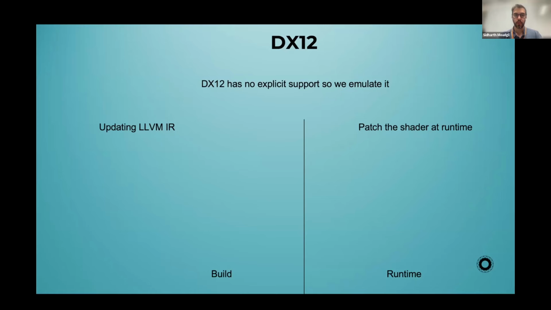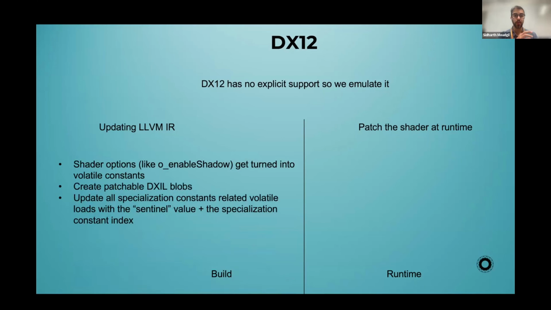And the way we did it is we took your shader. The shader, if people don't know, the way it gets compiled to its final stage, which is DXIL, it goes to an intermediate representation stage. It's called LLVM IR. And in the intermediate representation stage, we essentially took all the shader options, converted them to volatile constants. Then we created patchable DXIL blobs. We replaced every specialization constant with a sentinel value that we can track on the runtime side. We cached the offsets in the DXIL blob at build time. So this is what we're doing at build time. So we sort of hacked in, embedding a sentinel value for each specialization constant.